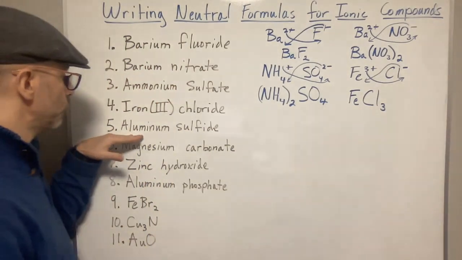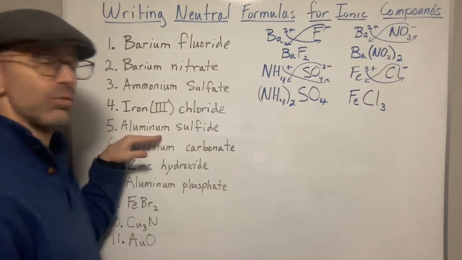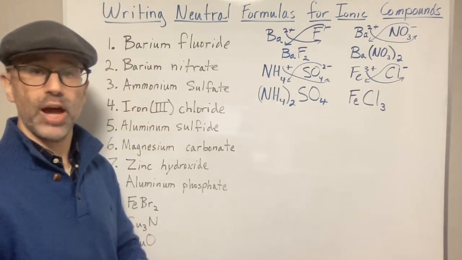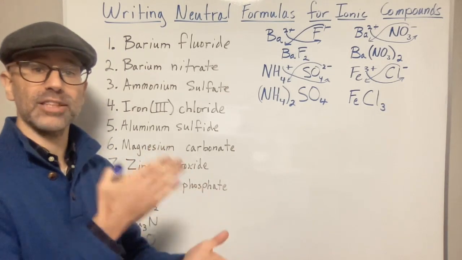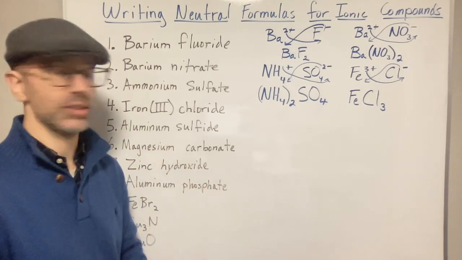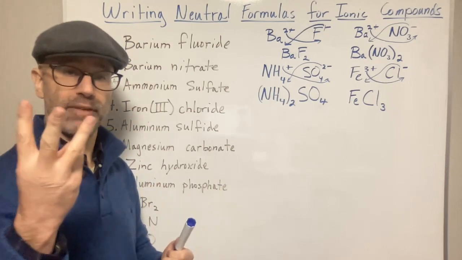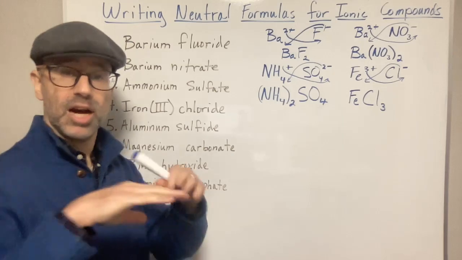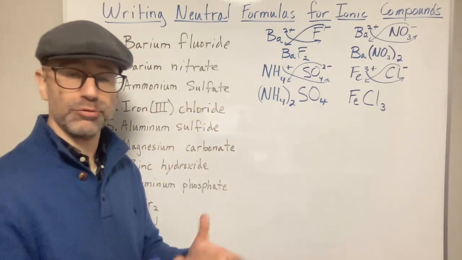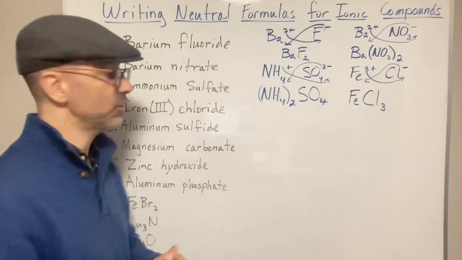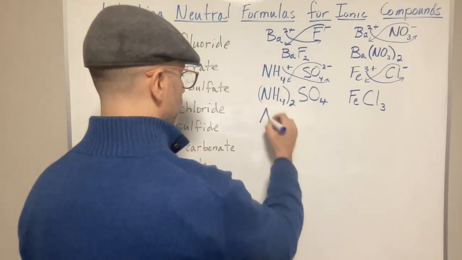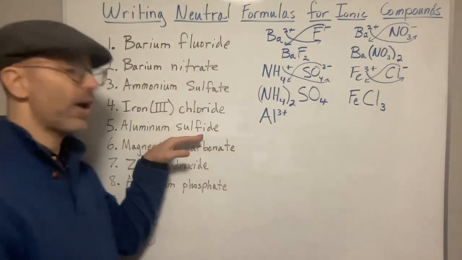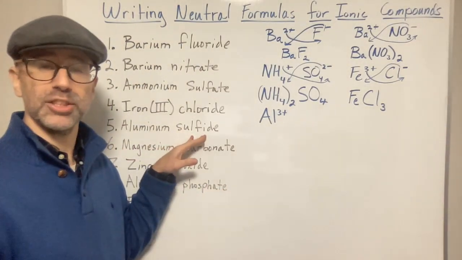Okay, next is aluminum sulfide. So aluminum is a main group element. It's in group 3, so we should know that, therefore, it has a +3 charge. Because why? Because it has 3 valence electrons. It's going to lose those 3 valence electrons in order to become stable, have an outer shell that's full, and so it'll have a +3 charge. So here we have Al3+, and sulfide, that is in group 6 along with oxygen.